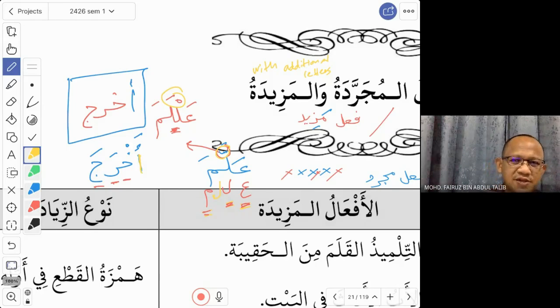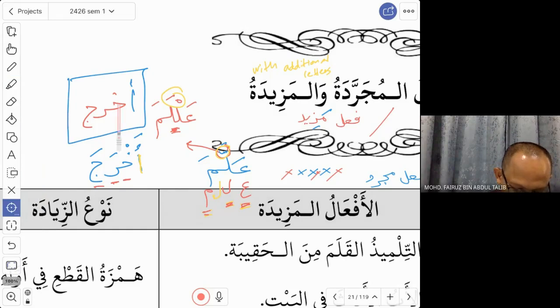It becomes another verb of another meaning. Kharaja, to go out. If it is just kharaja, this is to go out. But when you add this alif, it becomes you take something out. That is the difference. Now you have 2 different fi'il. So the idea is that when you have these additional letters, the fi'il will change to another word. But the root word is still the same.